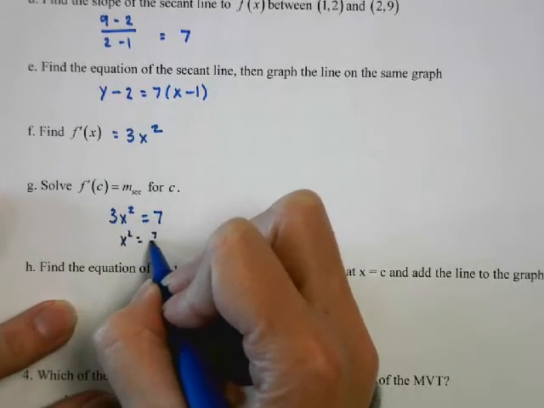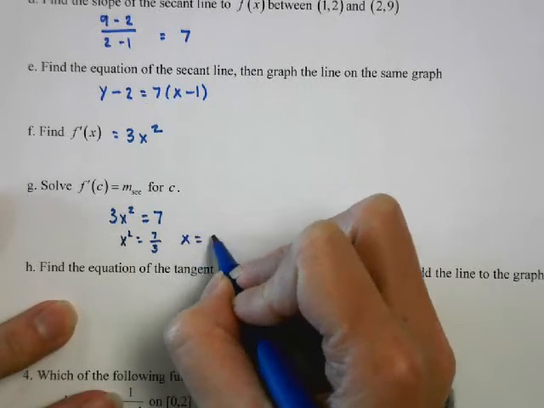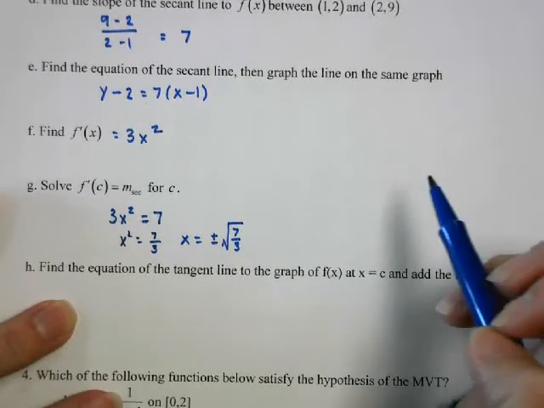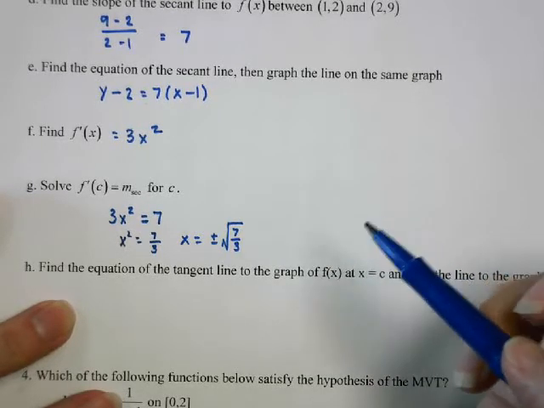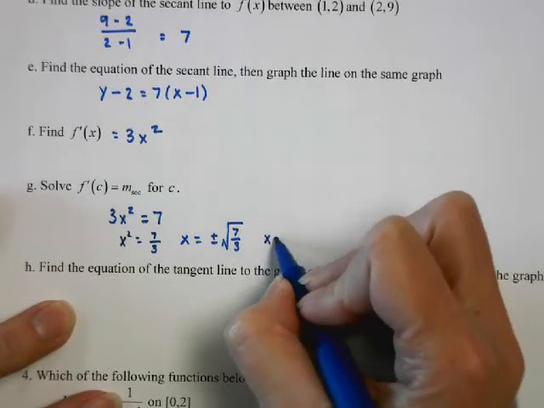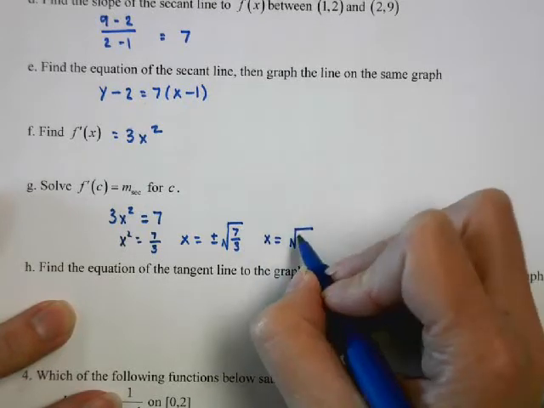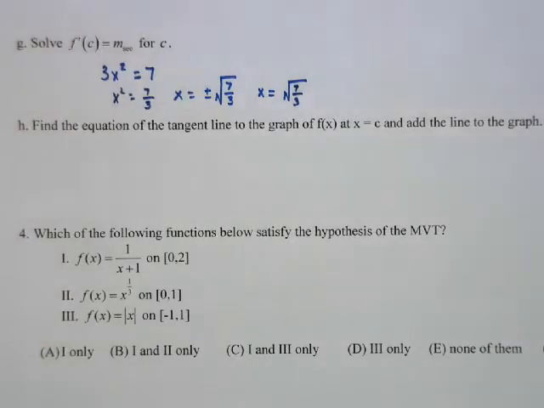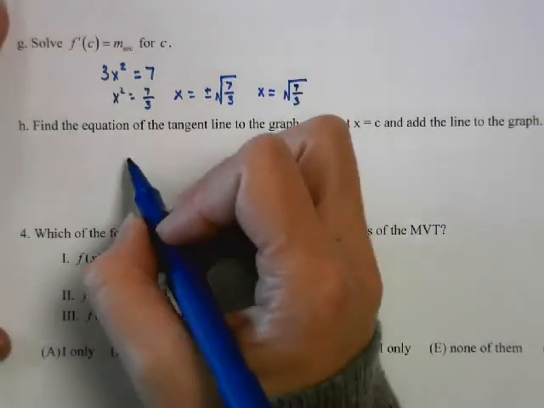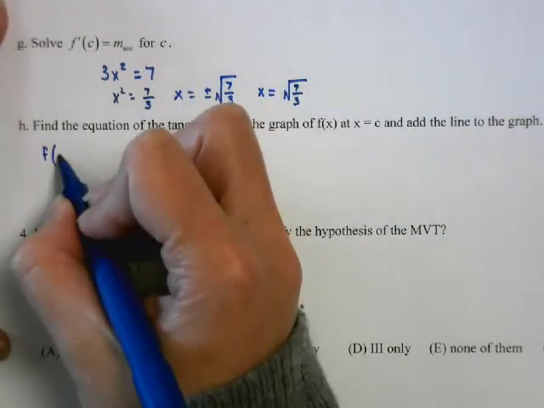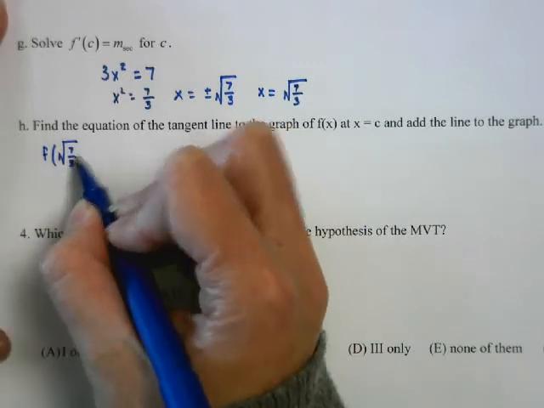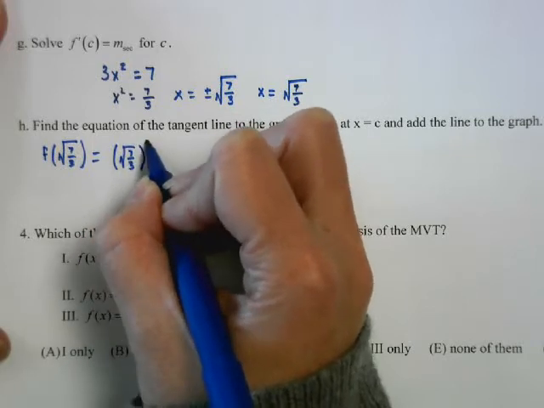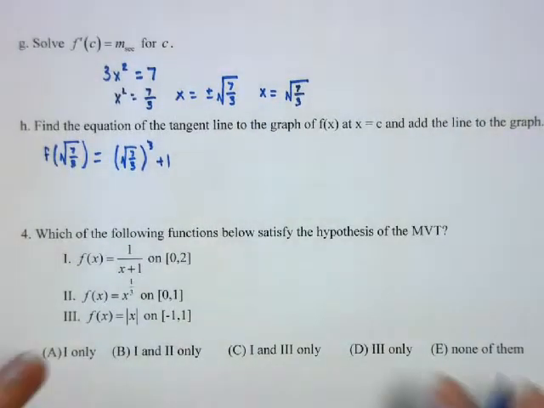So x squared equals 7 over 3. So x would equal plus or minus the square root of 7/3. But we only want the one on our interval between 1 and 2. So for our graph, it's just going to be the square root of 7/3. Okay, we can then find the equation of the tangent line. So f of the square root of 7/3 is going to be root 7/3 cubed plus 1. And I'm just going to leave it like that.